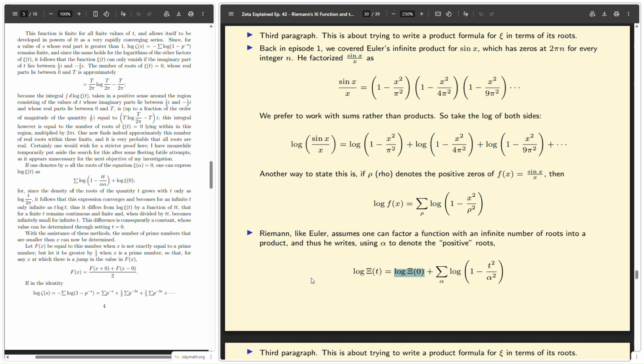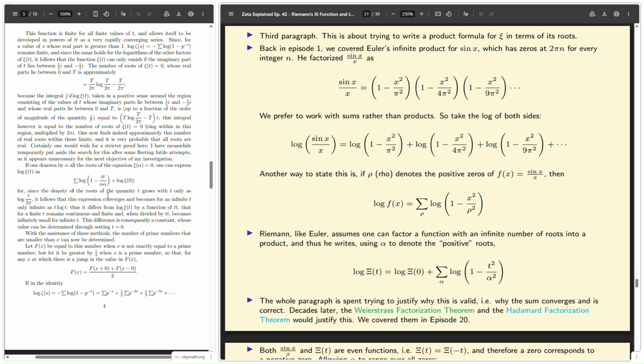Okay, so this is what Riemann assumed you could do. And then the whole paragraph here is spent trying to justify why this is a valid equation. I.e., there's two things you have to do. One is why the sum converges, and two, you have to show that this is actually correct, as in there's not some other factor going on.